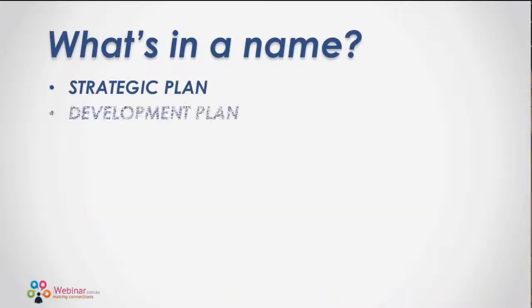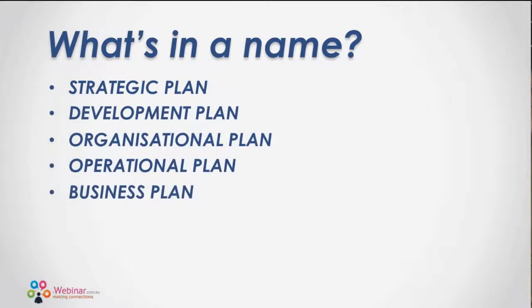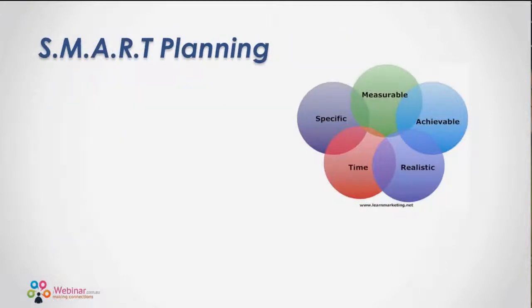What's in a name? Strategic plans, development plans, organisational plans, operational plans, business plans. It's a SMART plan. Now, when you see those four or five plans above, major organisations, national sport organisations will probably have all those. Smaller ones may just have a couple of plans or a couple of those plans rolled into one. That's fine, as long as we're capturing the information that works for you. But importantly in all these, that it is a SMART plan.